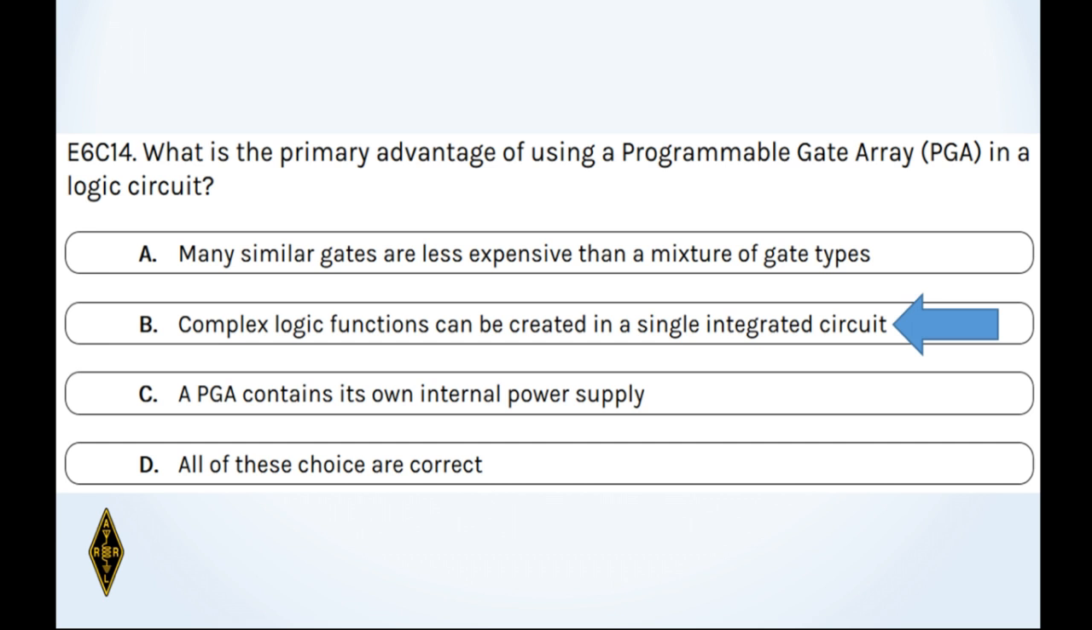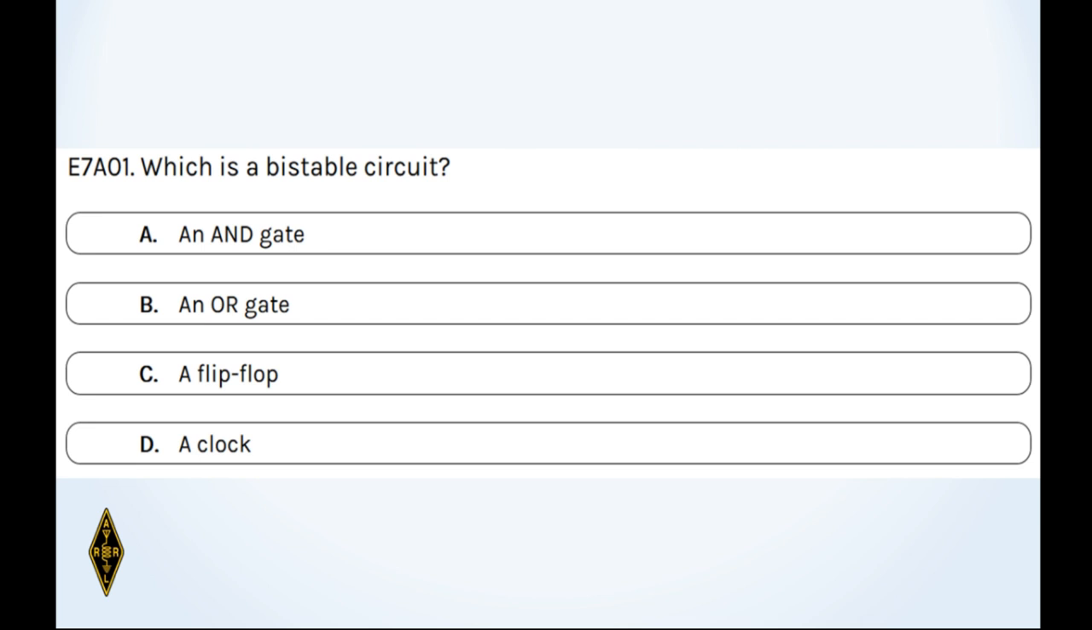And which is a bistable circuit, also known as a flip-flop. It's got two stable states. It goes back and forth between them.